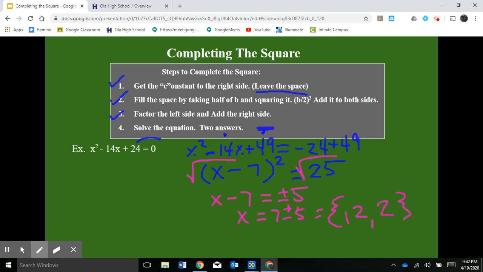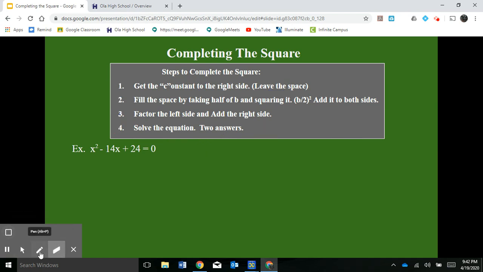Sorry for the sloppy work. But my two solutions, we did step 4, are 12 and 2. That means if we went up here and plugged 12 in for x here and here, it would come out equal to 0. If we plugged in 2 here and here, it would also come out equal to 0. So those are your steps: step 1, 2, 3, and 4. We're going to do 2 more problems.